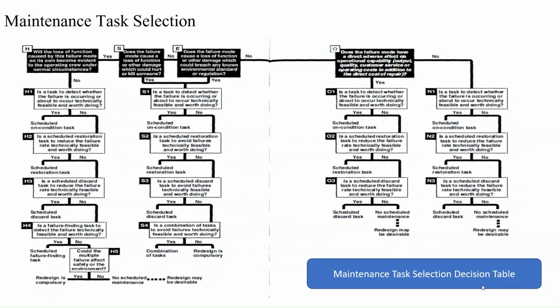The table objectively shows the task selection. Pause the video and observe the table in the light of the knowledge grasped in the earlier part of the video.